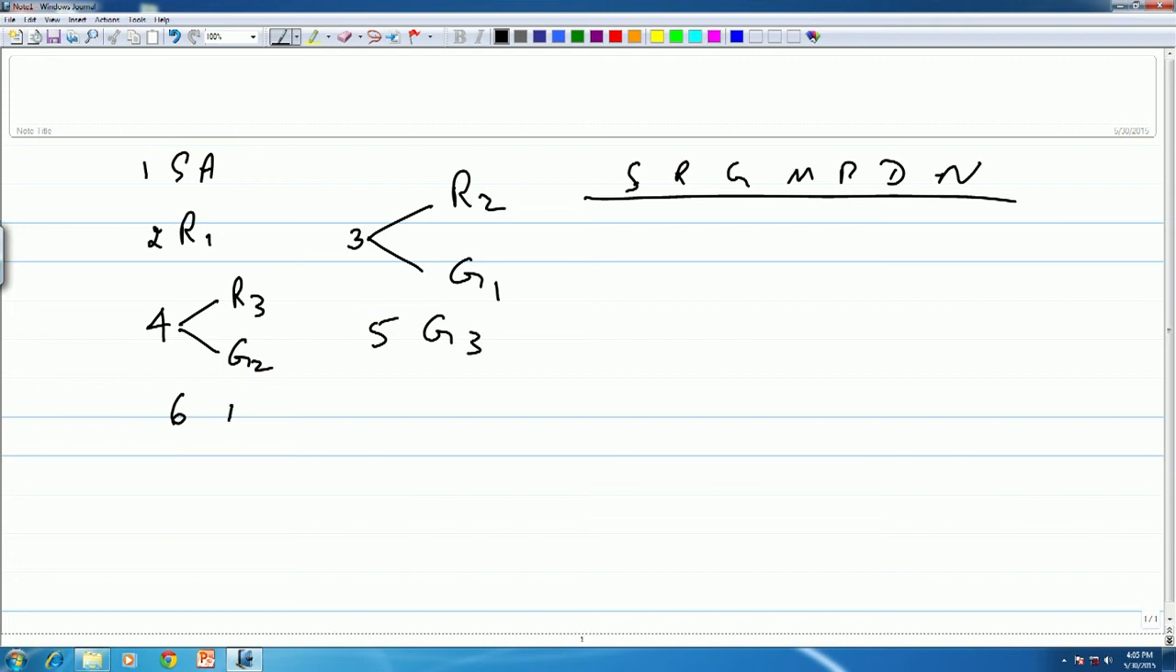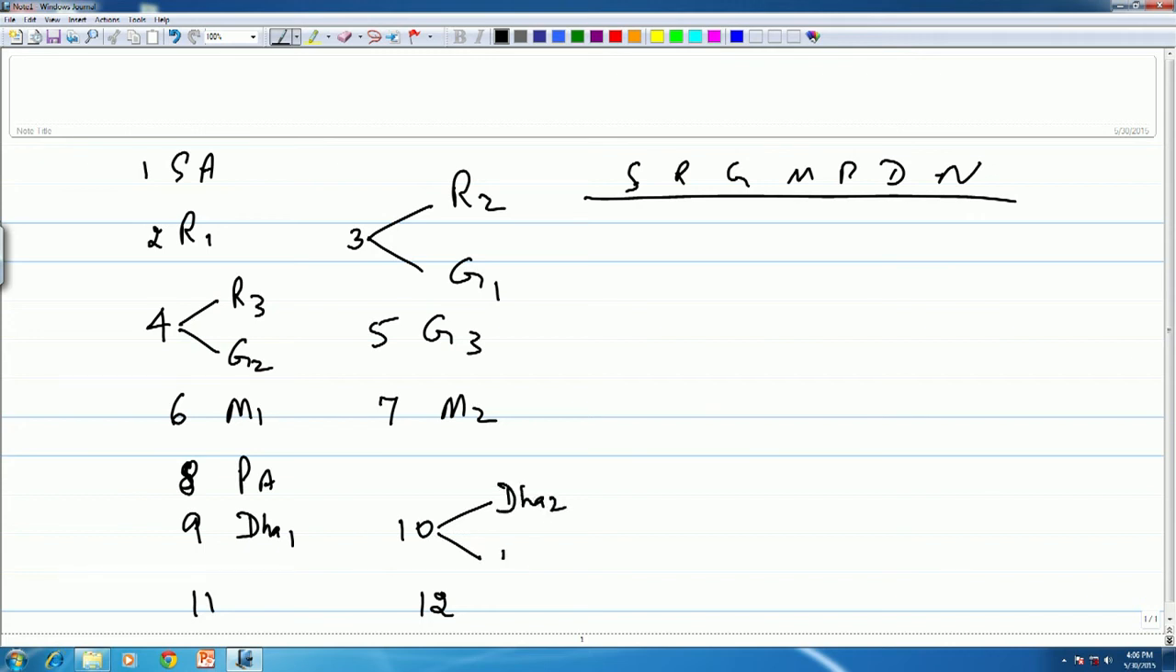The sixth Swarasthana is Ma1. The seventh is Ma2. The eighth Sthana is Pa. The ninth is Dha1. The 10th could be Dha2 or Ni1. The 11th could be Dha3 or Ni2. And the 12th is Ni3. These are all the Swarasthanas.